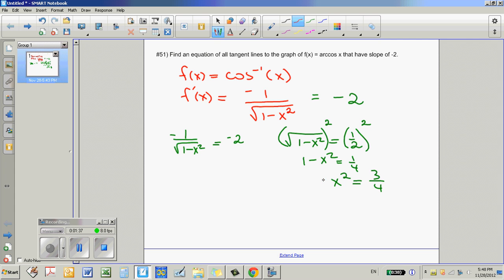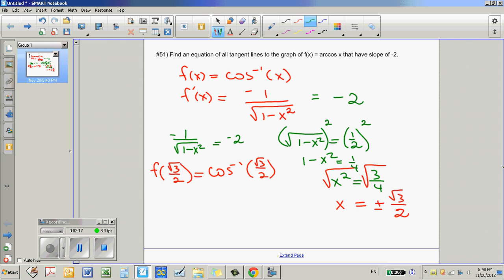Now, a couple of things to remember. When we take square roots of both sides, we do have to do plus and minus. So this will give us x being equal to plus or minus square root of 3 over 2. Okay. So those are the two places where the slope can be -2. Now the only thing we need is to find the y value for the given x. So we need to figure out what is the y value when x is square root of 3 over 2. So we're looking for cosine inverse of square root of 3 over 2.